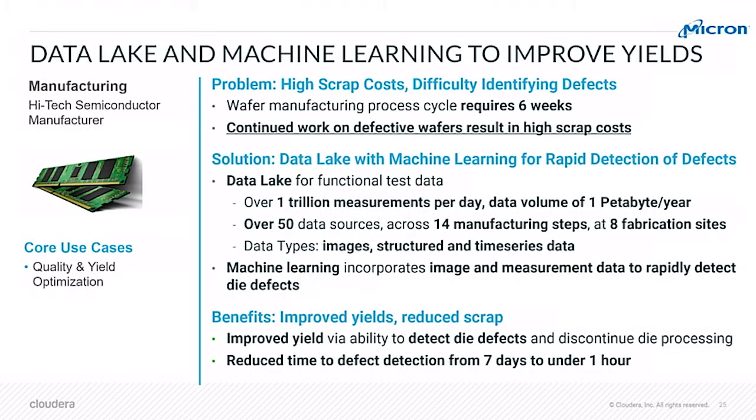This is another one, Micron. This is a semiconductor chip manufacturer, and a chip is made up of wafers, right? When you manufacture a chip, it actually takes 6 weeks to manufacture. It goes through one wafer operation where they do photochemical etching. Then it goes to 6 weeks to.